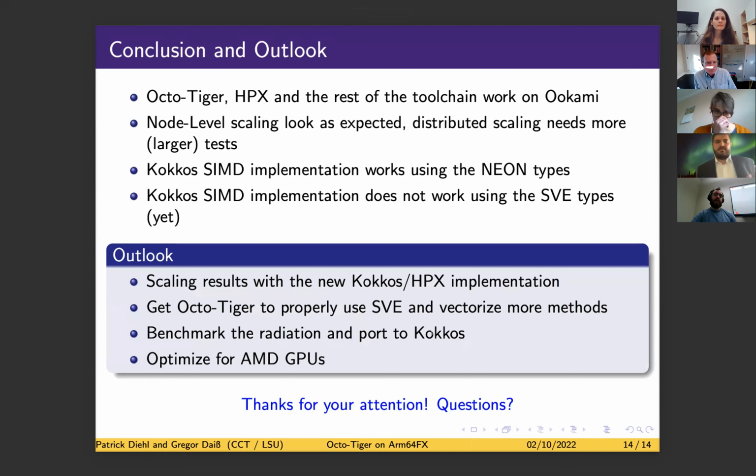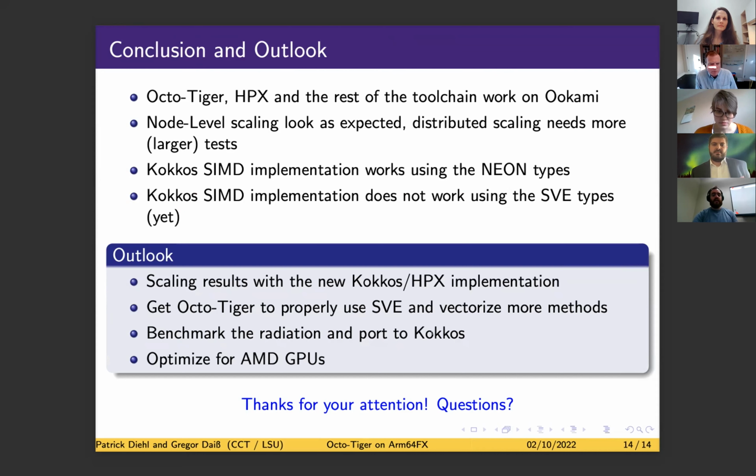And other than that, the Kokkos SIMD implementation that we use is working quite fine for NEON types, but of course we don't really want to do NEON SIMD on Ookami. So basically the next step would be figuring out why the SVE types are actually not working, because currently I'm not entirely clear on that, since basically it should work, but it doesn't. It's always like this. But basically those are our next steps.